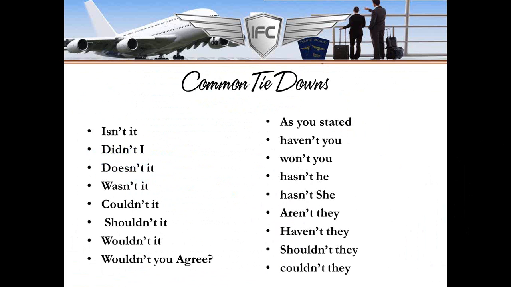Now, some of the common tie downs are: isn't it, didn't I, doesn't it, wasn't it, couldn't it, shouldn't it, wouldn't it? Wouldn't you agree? As I stated, haven't you, won't you, hasn't he, hasn't she, aren't they, haven't they, shouldn't they, couldn't they? Those are just some of the common ones. There are other ones you can come up with, but these are some of the common ones, and they're tie downs. And again, they're used at the end of a statement. They're questions at the end of a statement that isolate the objection.